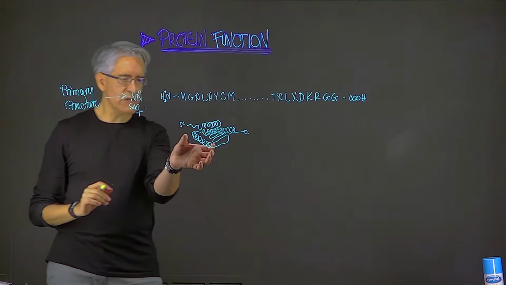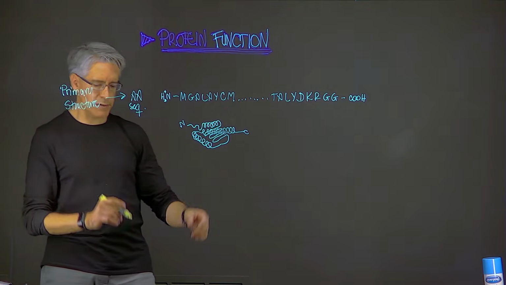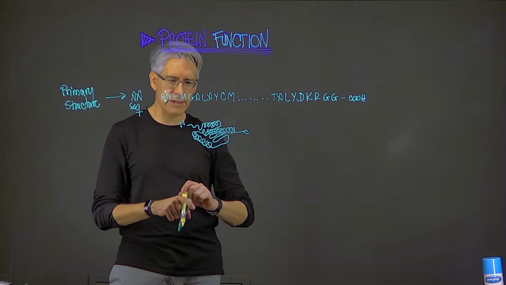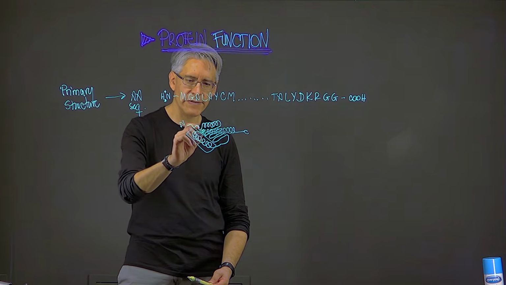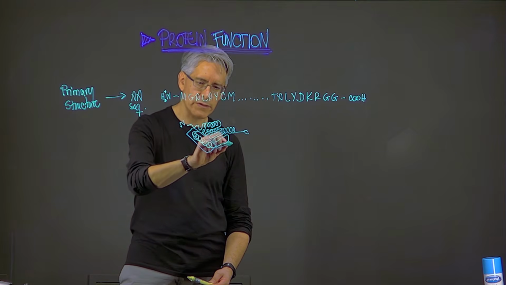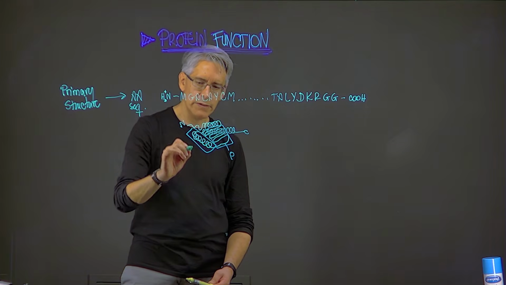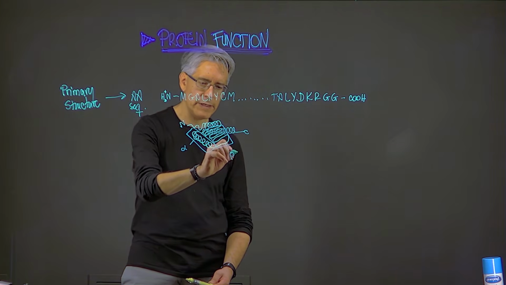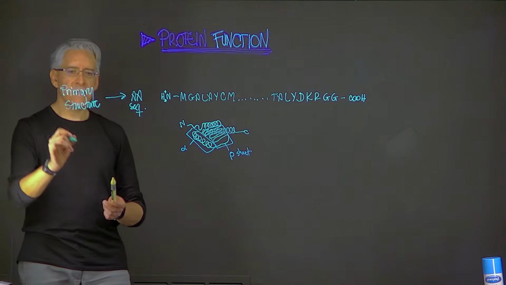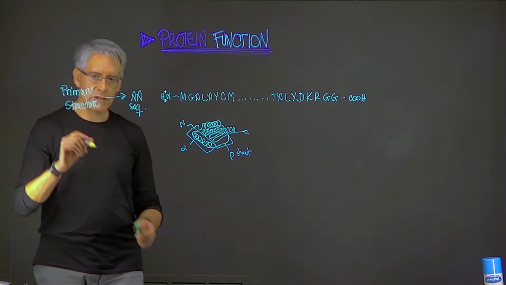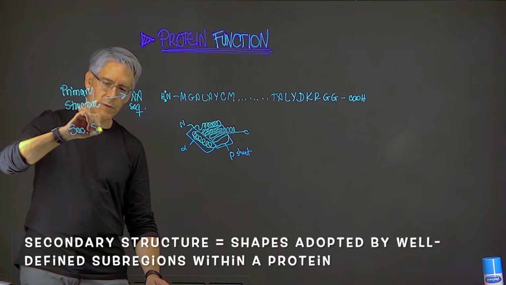So each one of these subsections has very specific structures. For instance, this particular section here has an alpha helix. This other structure underneath here has a beta sheet structure. So this is alpha helix, that's a beta sheet. Those are the secondary structures of the protein.